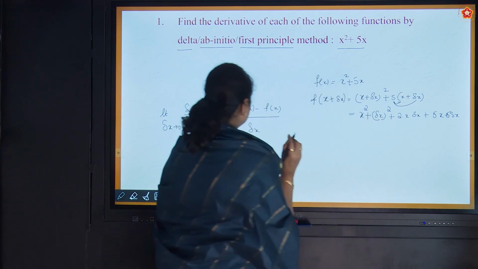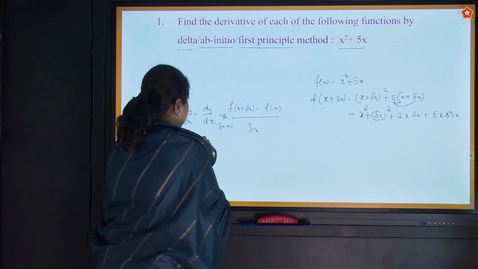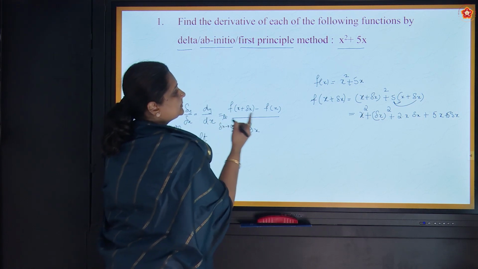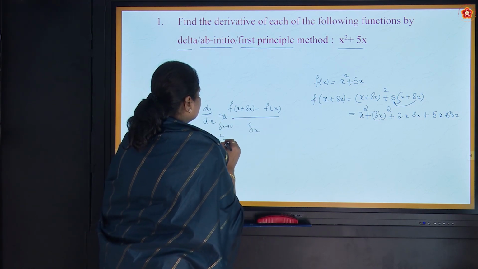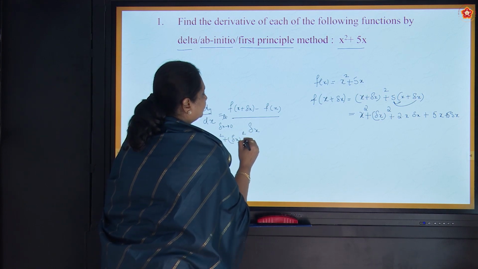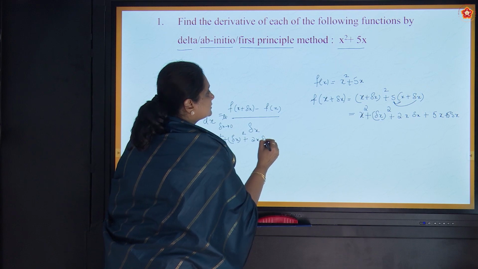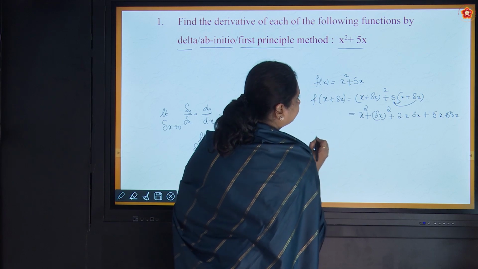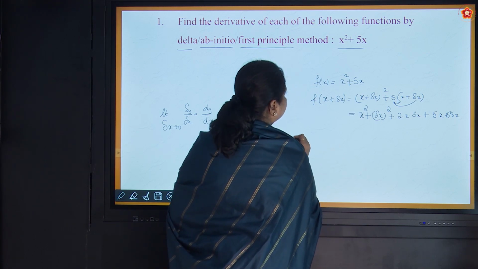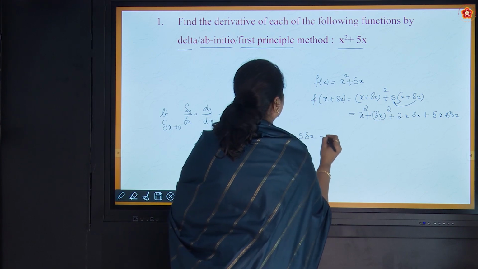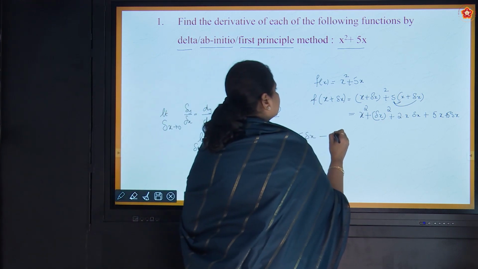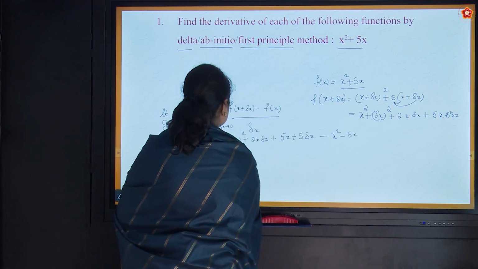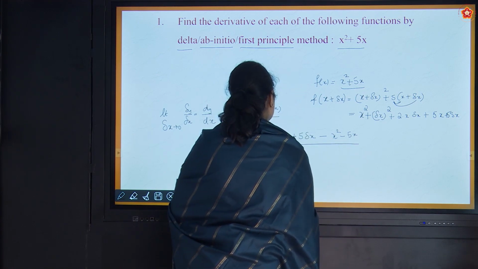This is what I get. Now let me substitute it in this formula. So I have limit delta x tends to 0. F of x plus delta x is here, x square plus delta x the whole square plus 2x delta x plus 5x plus 5 delta x minus, I have my f of x that is here. So minus x square minus 5x divided by delta x.